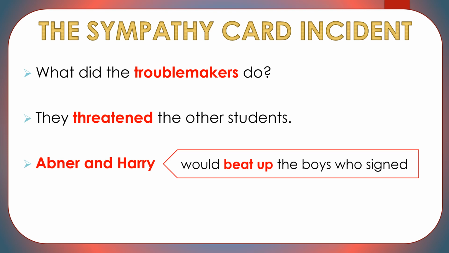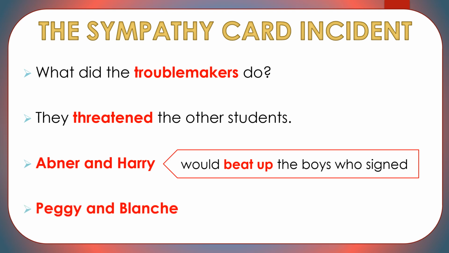Remember, I mentioned in my previous video, boys and men were expected to be violent. So this is how Abner and Harry solved their problems, through violence, but not Richard. Richard does not like violence, right? So Abner and Harry, anyone they don't like, they go and beat them up. That's how they do. But girls, they don't use physical violence.